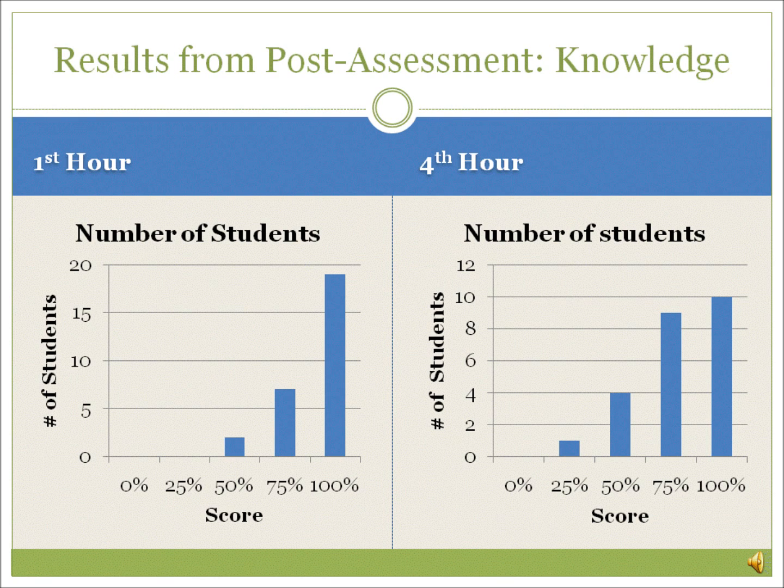The post-assessment had 2 sections, one on knowledge and a survey section on how the students feel about the scientific method. On the knowledge section, in 1st hour, a majority of the students scored a 100%, which is a great improvement from a majority of the students scoring 50% on the pre-assessment. In 4th hour, a majority of the students scored 100% and 75%, which is an improvement from the pre-assessment, but not as much as 1st hour's improvement.